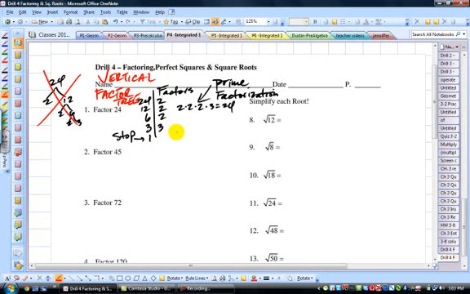Okay, here we go. Now you try it. Take 45 off to the side, start dividing by the smallest prime factor. When you're ready, press play in about 30 seconds. Shouldn't take that long. Okay, go.